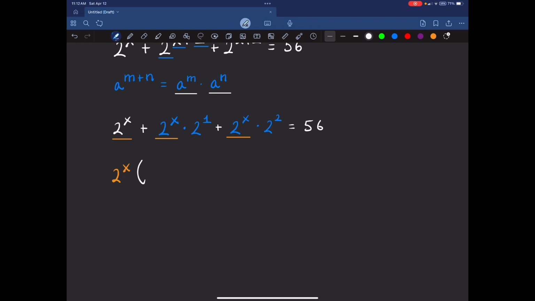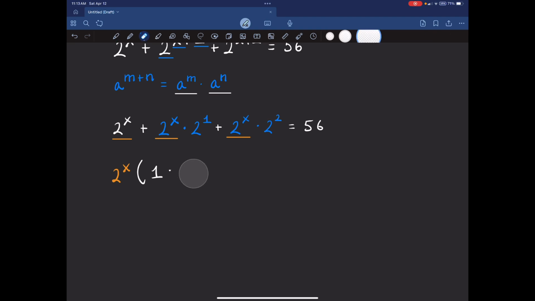So for the first term, 2 to the power x, what would we have to multiply 2 to the power of x by to get 2 to the power of x? Well, just 1, right? Because 2 to the power of x times 1 equals 2 to the power of x. Now the next term, 2 to the power of x times 2 to the power of 1. If we want to write that by factoring, what would we have to multiply 2 to the power of x by to get 2 to the power of x times 2 to the power of 1? Well, that would just be 2 to the power of 1. Or anything to the power of 1 is just itself.